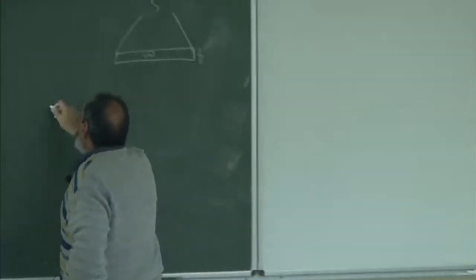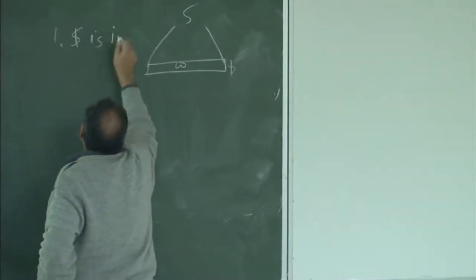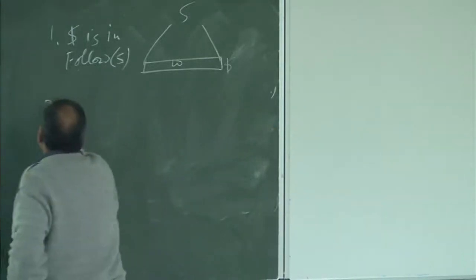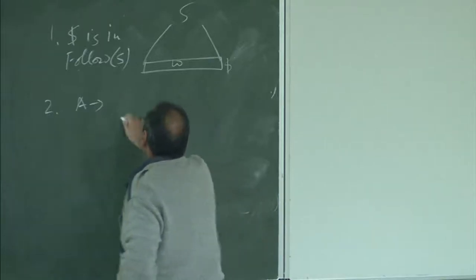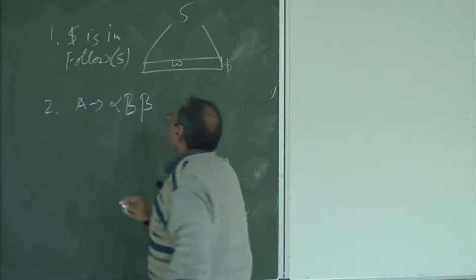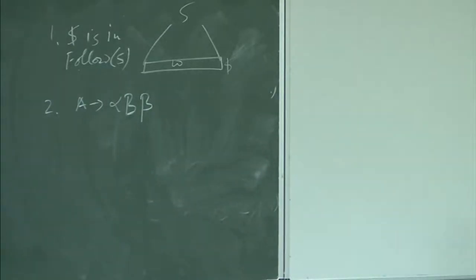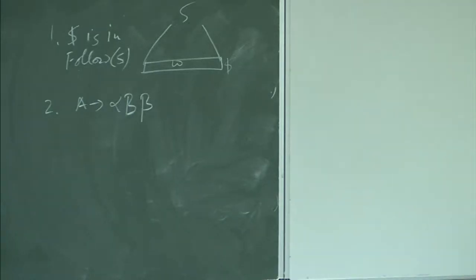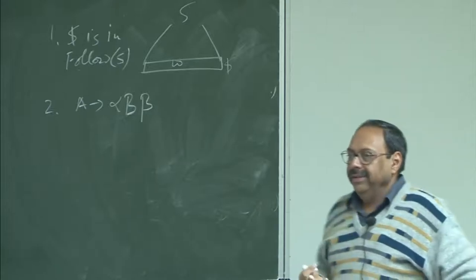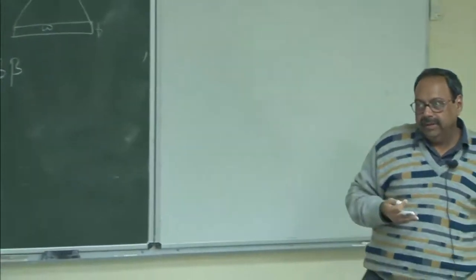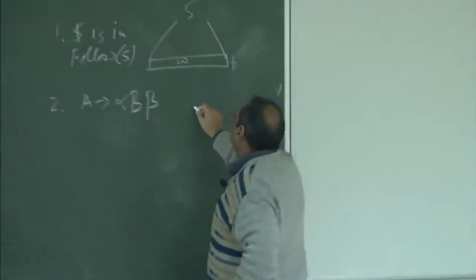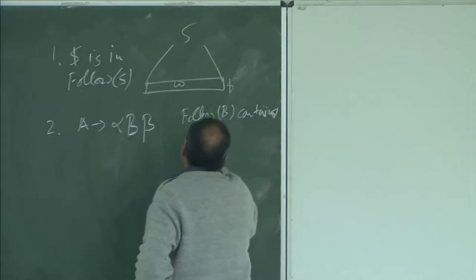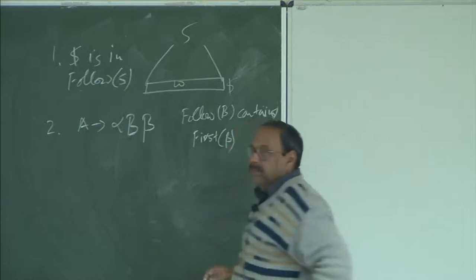Now let me look at patterns. So my first rule is dollar is in follow of this. Now suppose I have a pattern like this: A goes to alpha B beta. And I want to compute the follow of B. Then what is follow of B? Follow of B contains beta. No, first of beta. Beta is a string of terminals and non-terminals. So follow of B contains first of beta. Right? Is this correct?